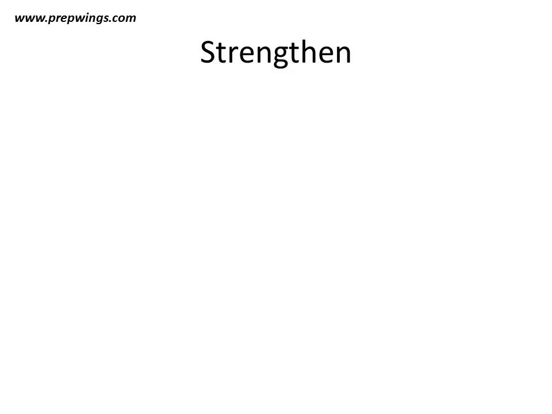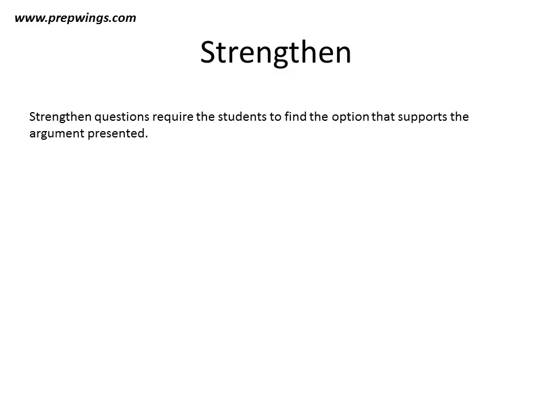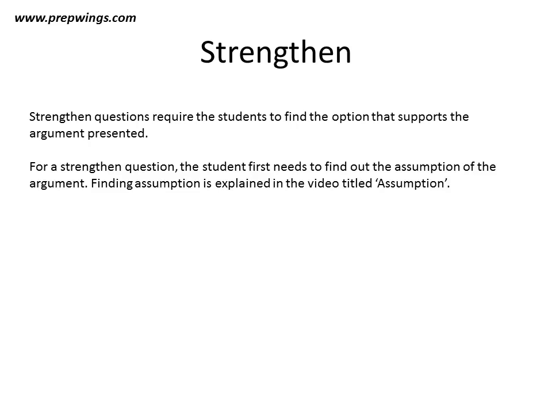So in this video we'll talk about the strengthen question. Strengthen questions require the students to find the option that supports the argument presented. So what you need to do in a strengthen question is first find out the assumption in the argument, and then any option that makes the assumption to be true will be the correct answer option for a strengthen question. We have already seen the video titled assumption, in which we have covered how to find an assumption. So you can go through that assumption video about finding an assumption method.